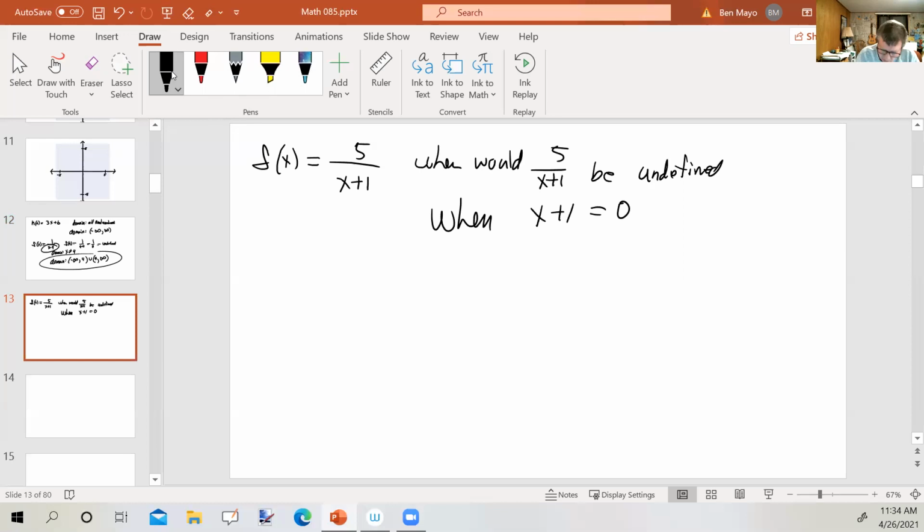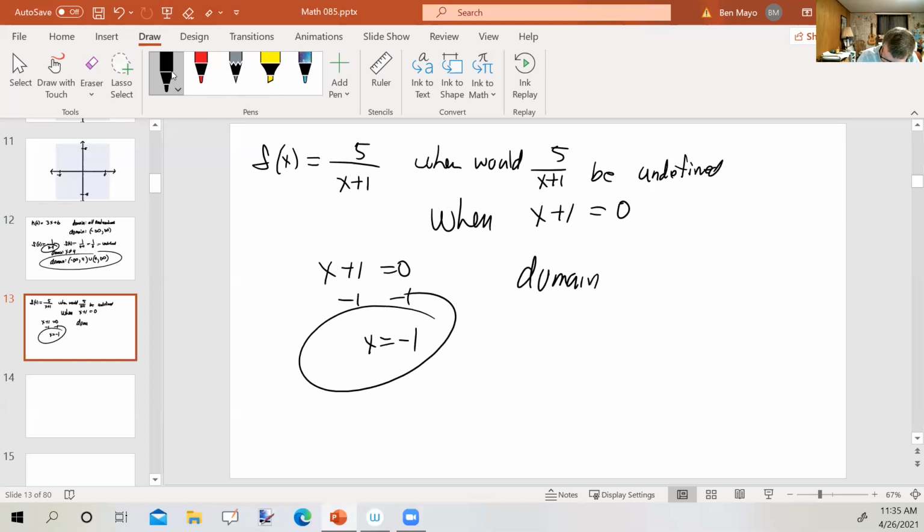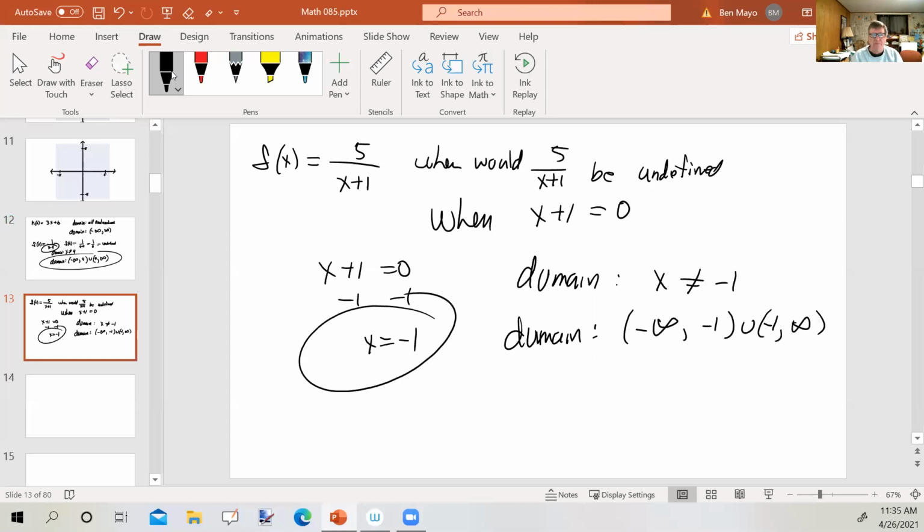So let's take that equation, x plus 1 equals 0, and solve it. We get x is negative 1. So when that occurs, it's going to be undefined, which means the domain is x cannot equal negative 1. And writing it in interval notation, it would go from negative infinity up to, but not including, negative 1, union negative 1 to infinity, like that. All right?